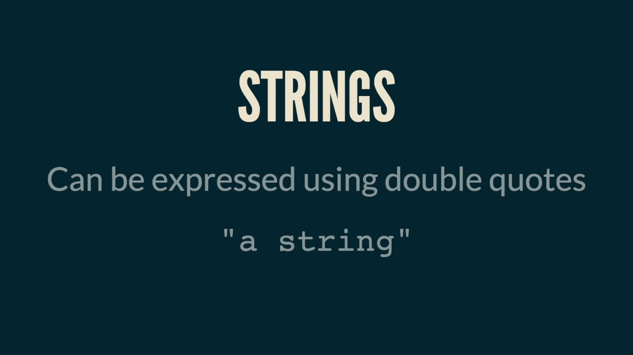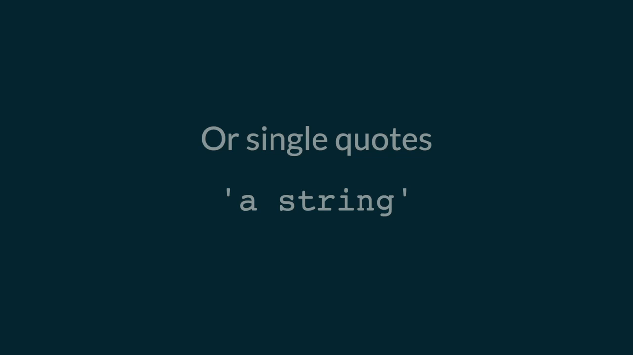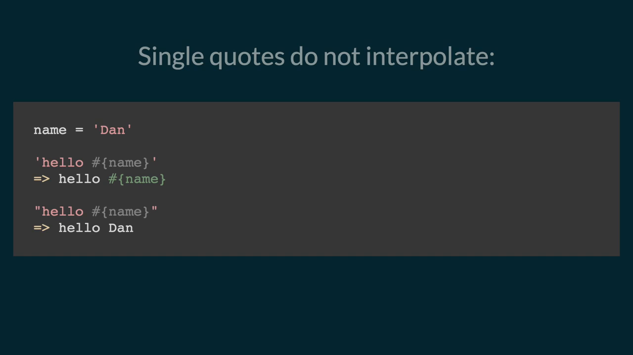Let's learn a little bit more about strings. Strings can be expressed using double quotes, as we've seen so far. They can also be expressed using a single quote. So what's the difference? Well, firstly, single quotes do not interpolate.